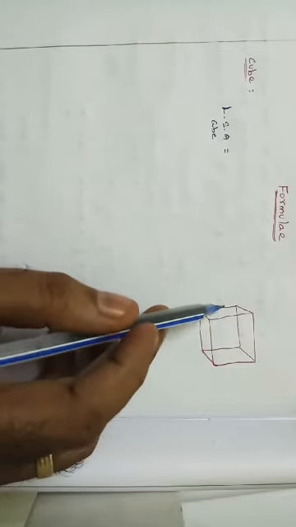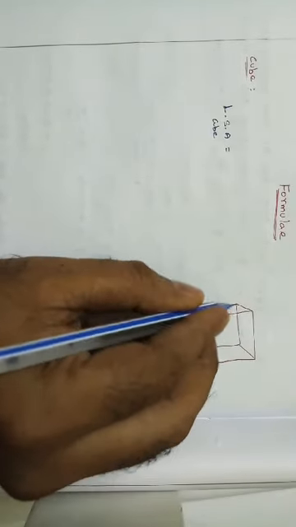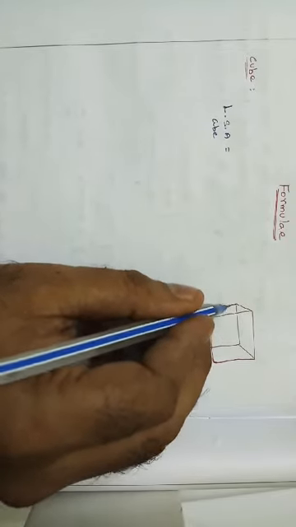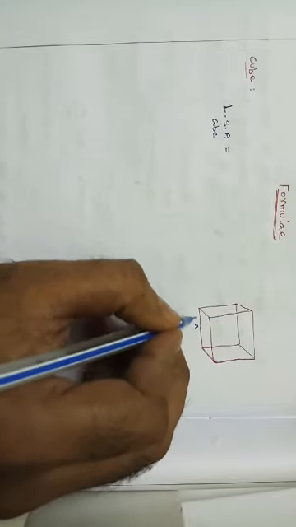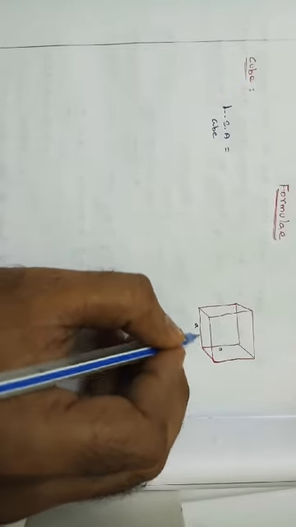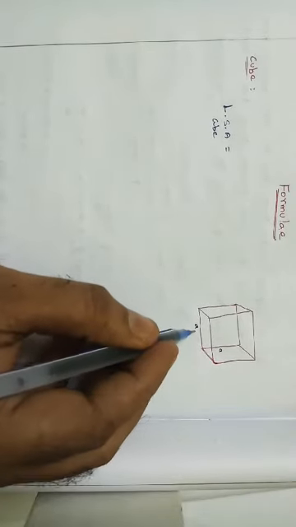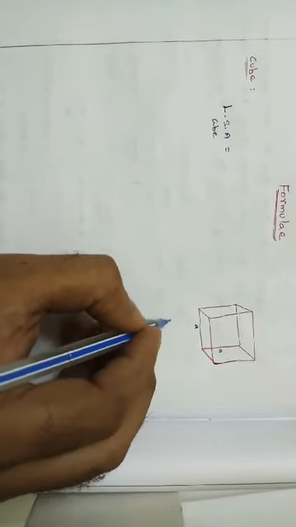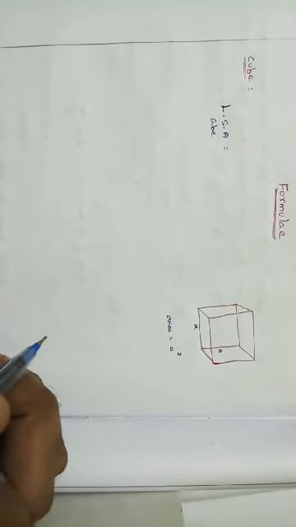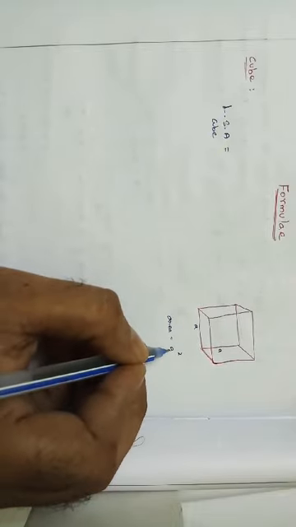So what is the area of a square? I'm taking the side of a square as A. All the 4 sides are equal. So the area of a square is side into side. Side I have assumed as A, so A into A, A square.